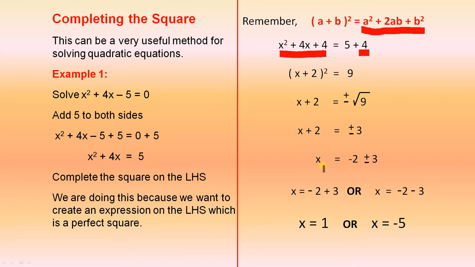So if we subtract 2 from both sides, we get x equals minus 2 plus or minus 3. So that gives us x equals minus 2 plus 3, or x equals minus 2 minus 3. We end up with x equals 1 when we simplify that, or x equals minus 5 when we simplify that. And they are the answers to the original quadratic equation.